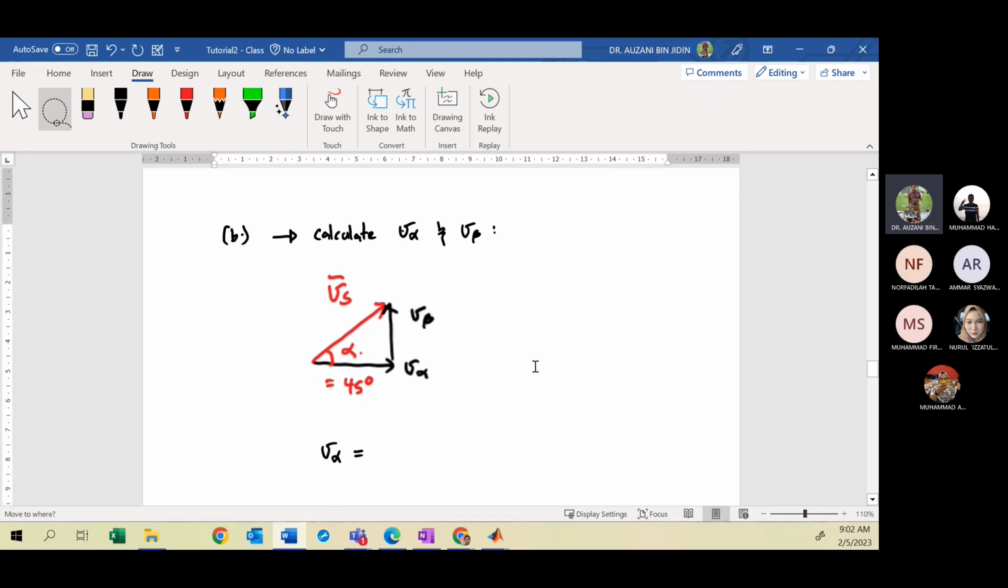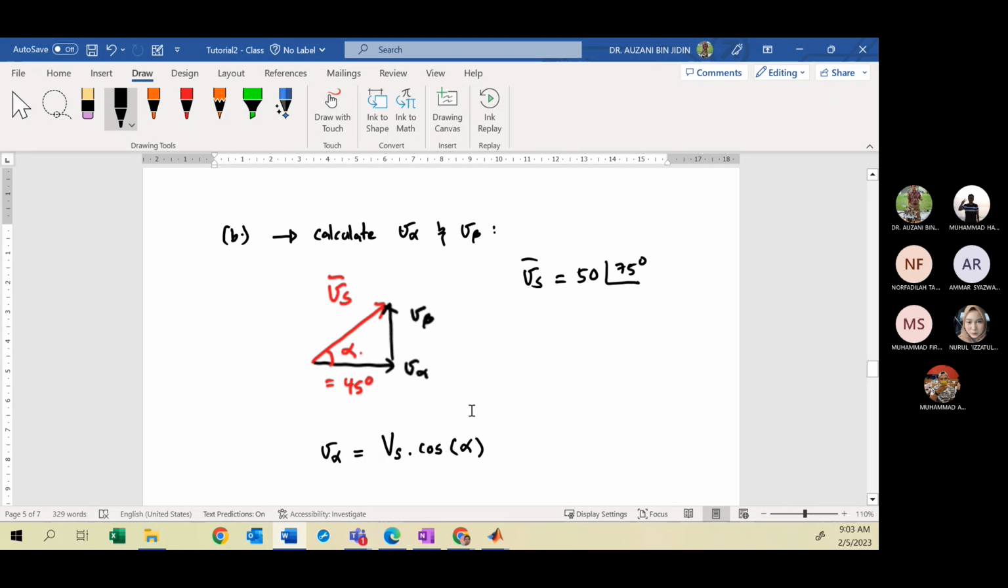Okay, so from here you can calculate V alpha because your Vs given from the question is 50 volt, right? The magnitude is 50 volt, but the angle is 75 degrees. In this case you need to use the alpha. So your V alpha, the hypotenuse value is 50 volt, right? Maybe I can write the magnitude of Vs in capital letter, then you multiply by cos alpha.